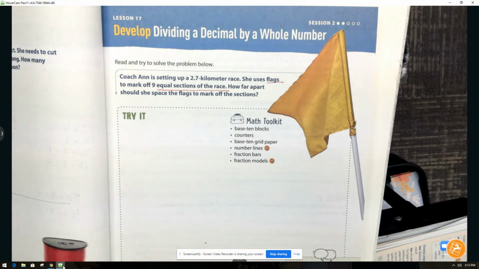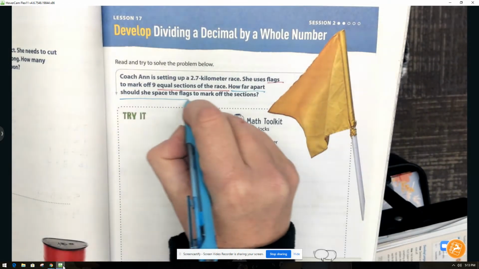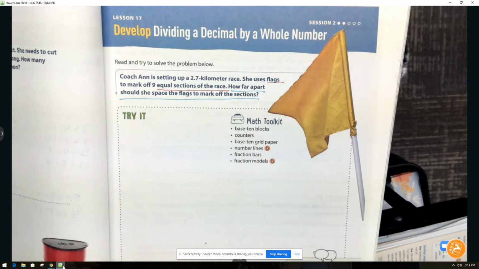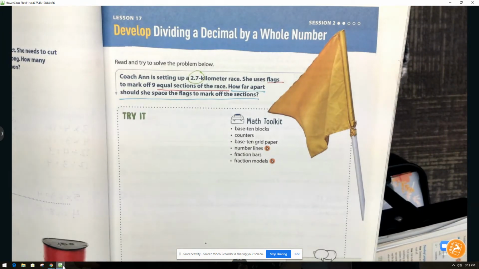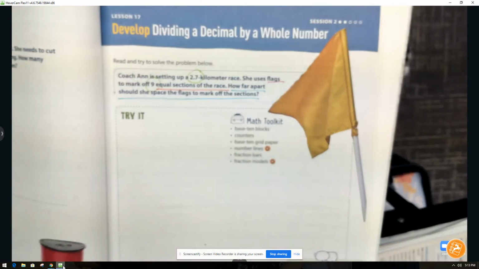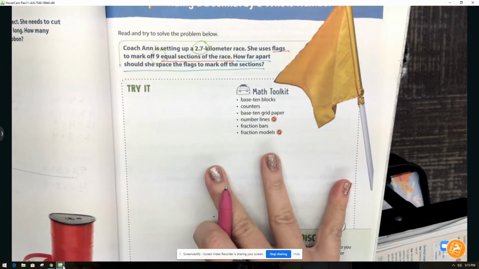Now, what is it that we need to find out? What is it that we don't know? What we need to find out is how far apart should she space the flags to mark off the sections? And what we do know is that the whole race is 2 7/10 kilometers long, and we know that she wants to make 9 equal sections. Now, when you look at the information, we have the 9 and the 2 7/10, you might very quickly see maybe a math fact that you might know in your brain. I want to show you how to work with that.